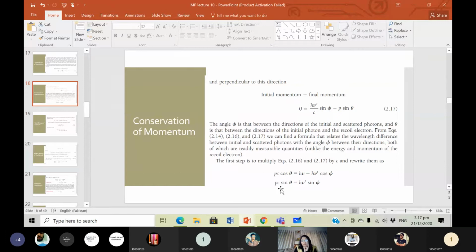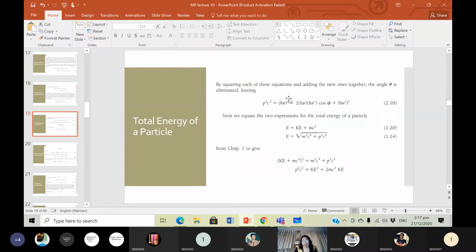The sine square and cos square terms will add to 1, okay? So we'll get p square c square, and then you have to do the whole square of this and the whole square of this, okay? And then you will get basically this equation. Okay? So it's not very difficult. You should be able to do this on your own.